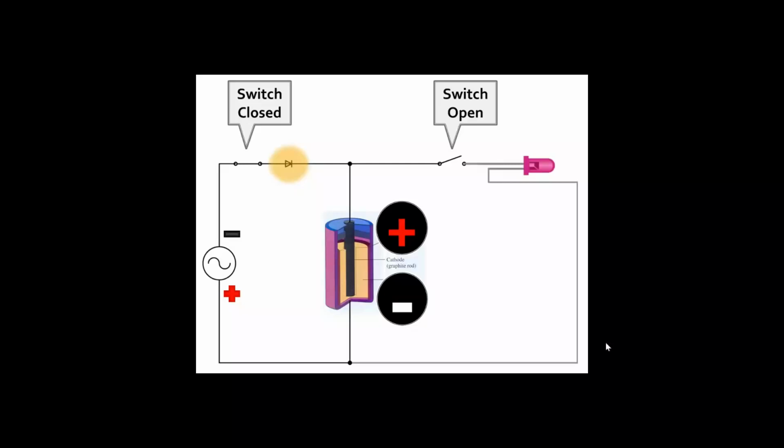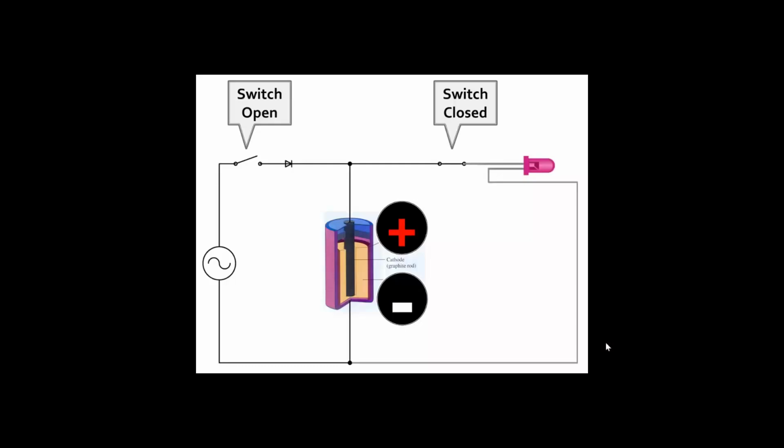So if you're going to charge up a battery, you need direct current, not alternating current. And you can get direct current from alternating current by putting in a rectifier, a diode, which will obstruct one half cycle and only allow current to flow in one direction. So the battery is charged up.